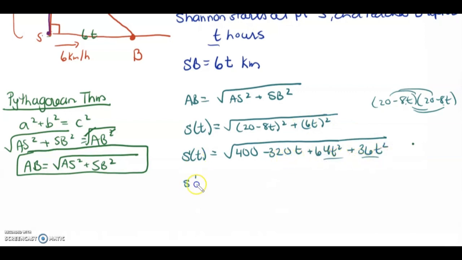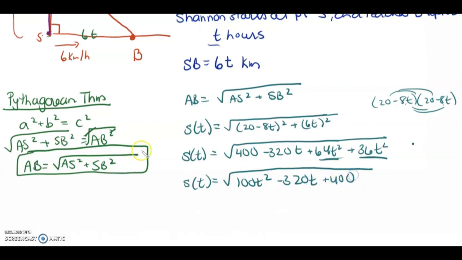So I'm going to rewrite this one more time. S at t equals, adding these, 64t squared and 36t squared, so I get 100t squared, and then minus 320t plus 400. So this is our equation for the distance at time t.